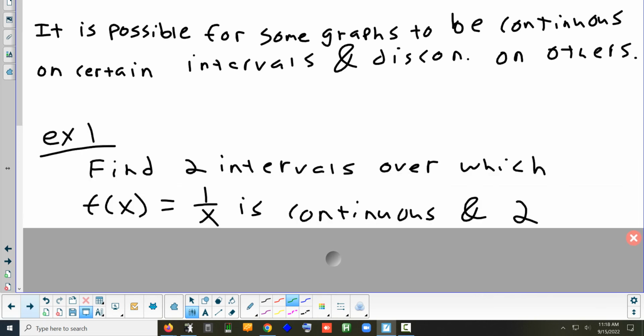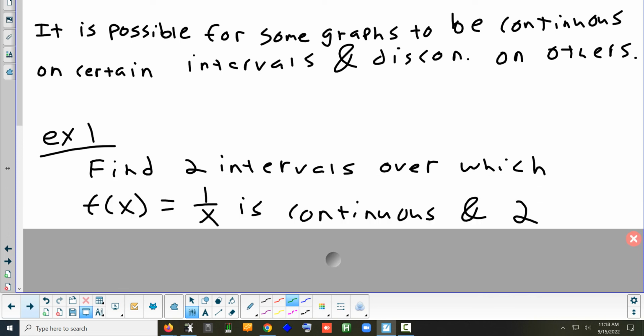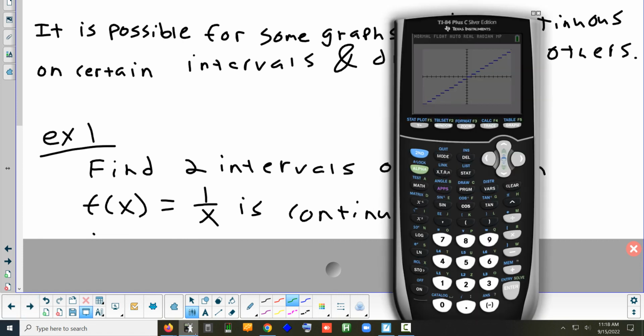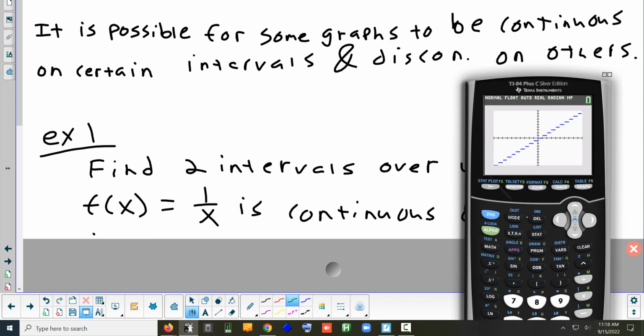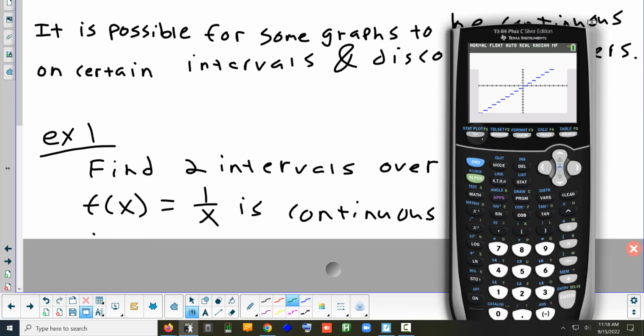Okay, cool. So it's possible to look at a graph and find some sections that are continuous and some sections that are discontinuous if you have the right picture. So we're going to look at the graph of 1 over x. Now, what number are you not allowed to use for x there? 0. So it's going to do something weird at 0, kind of like it did before. It's going to break itself into 2 pieces.